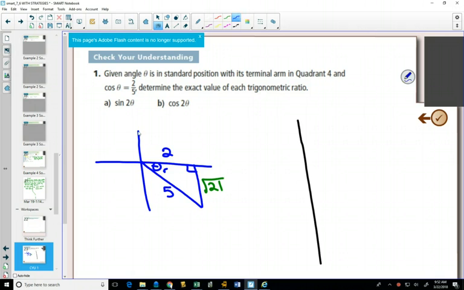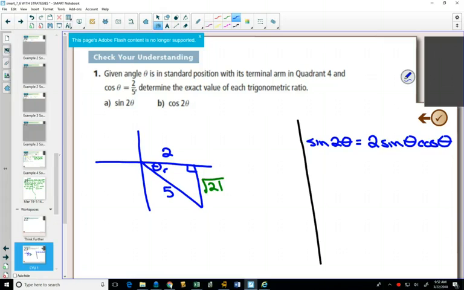Now in A, they ask us to find sine 2 theta. And this triangle doesn't help us with 2 theta. This is a reference angle for theta. But we have a formula now for sine 2 theta, that sine 2 theta is 2 sine theta cos theta.